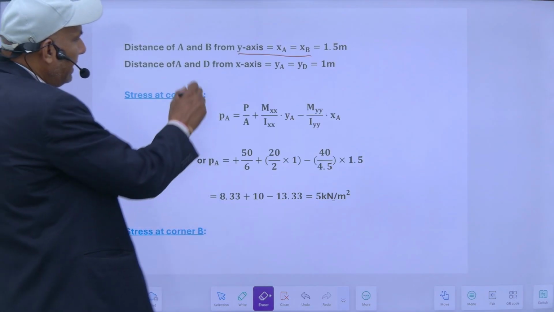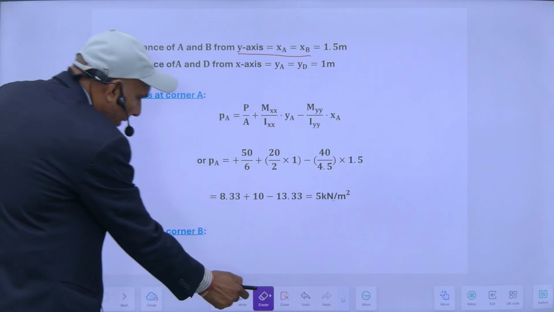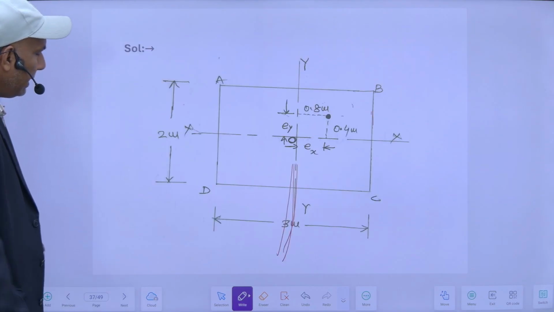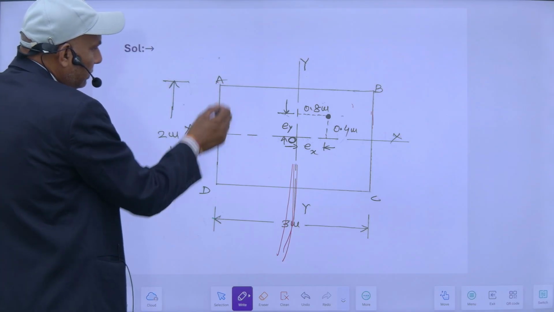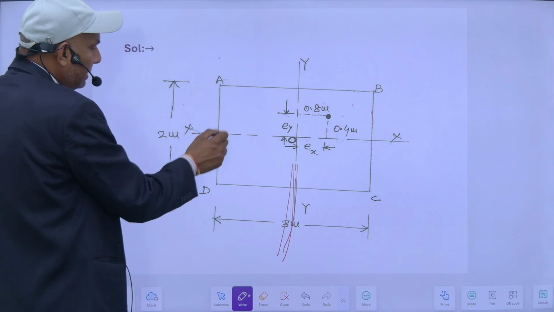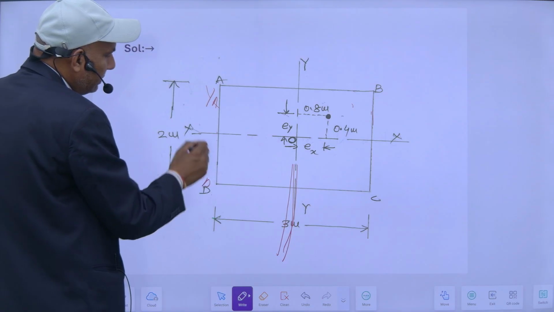And distance of A and D from the x-axis. Distance of E and D from the x-axis. So this is the A point. So from this x-axis, this is the distance, it will be YA, this will be YD. This is the x-axis.